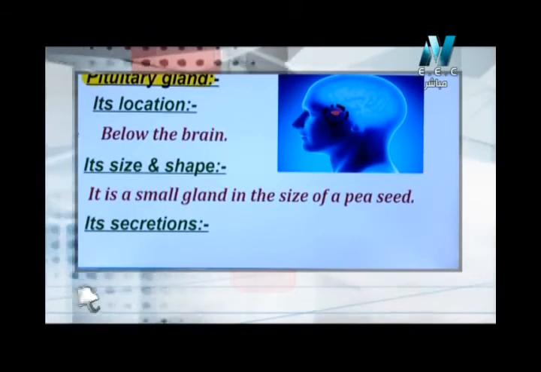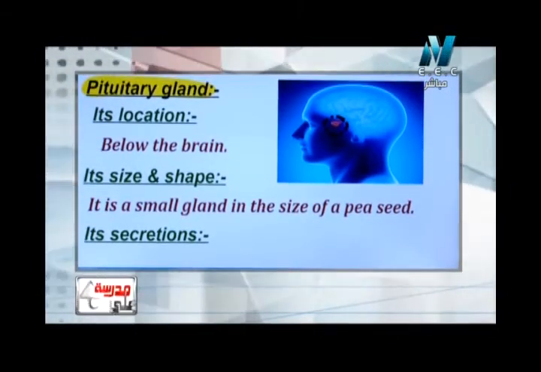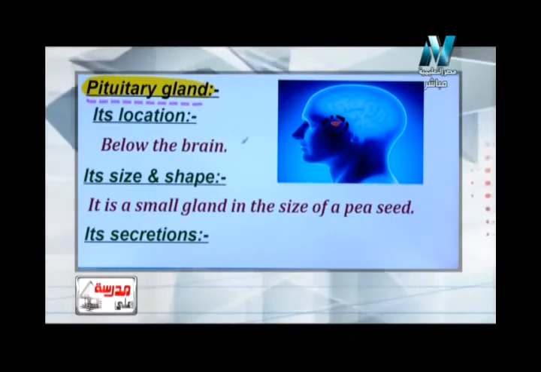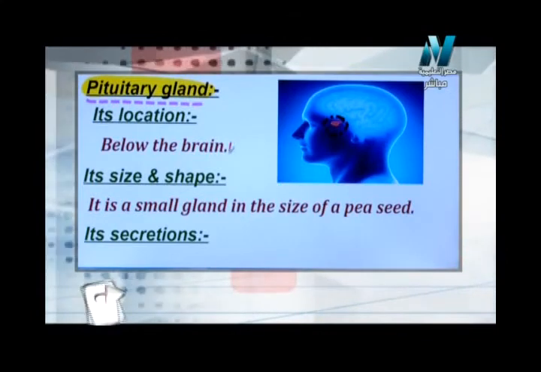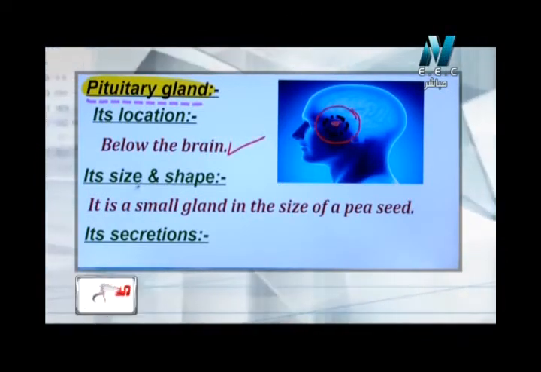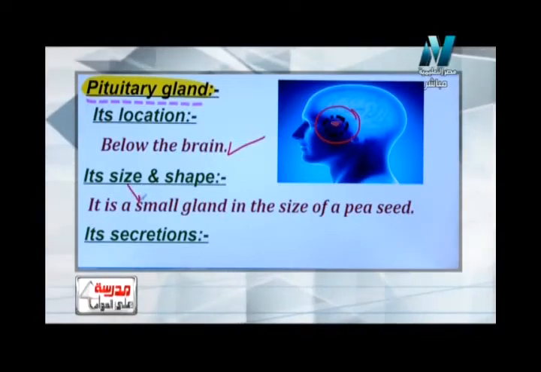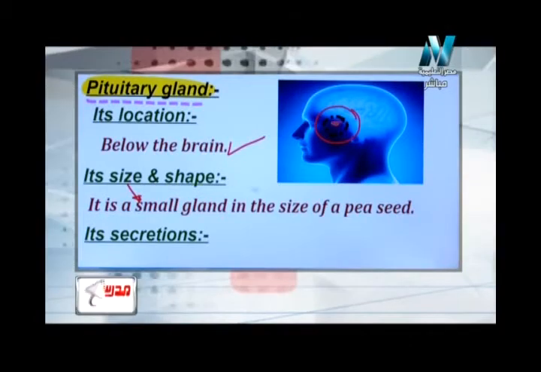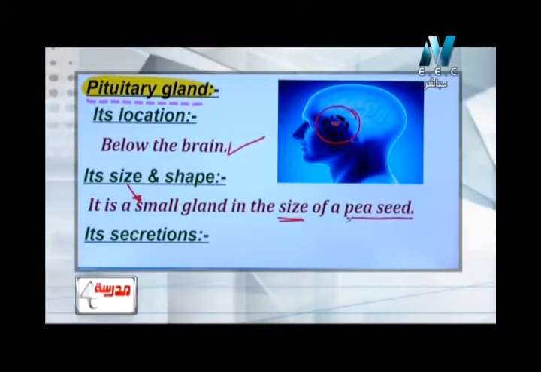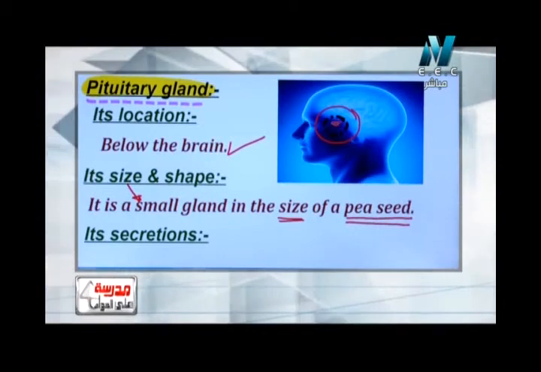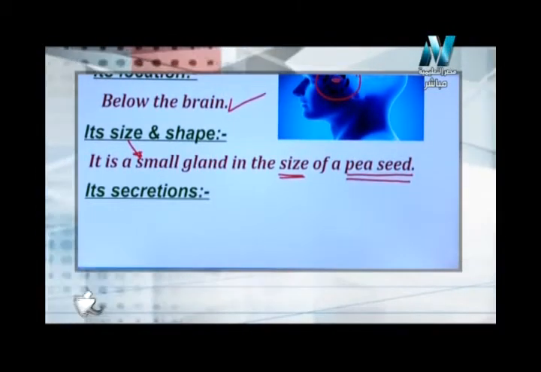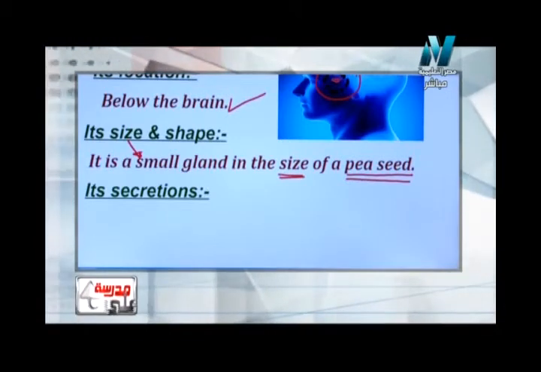Okay, so the first gland is called the pituitary gland. عرفنا pituitary gland بتاعتنا. عرفنا location below the brain, تحت المخ. Its size is small, its shape is like a pea seed, and its secretion. بتفرز ايه ال pituitary gland? Secretion which means الافراز of the pituitary gland.